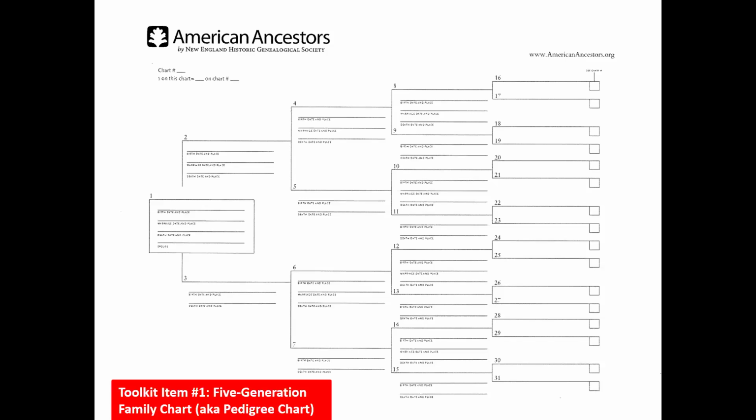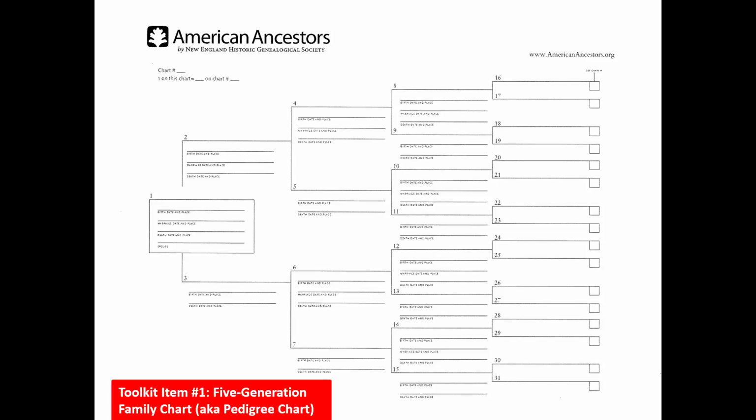So where you would start is you would have yourself typically as number one, right in the center there, and you would fill in your birth information, and if you were married, where and when you got married. Then you start looking at number two, which is your father's line. So you would fill in his information: birth, marriage, and if he was deceased, his death information. And your mother would go on three.